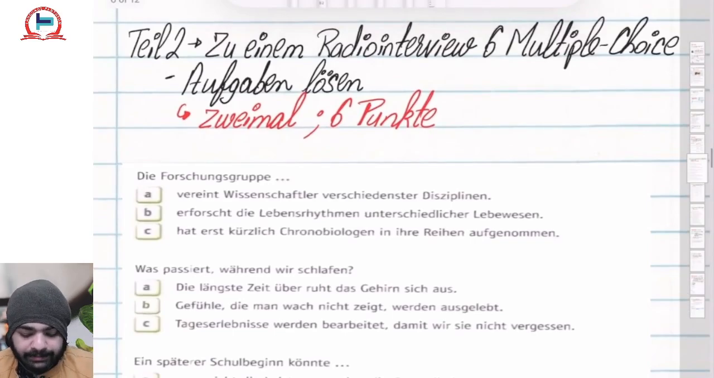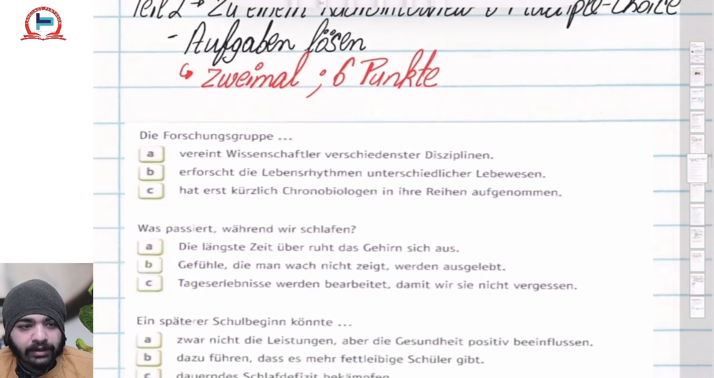Dann Teil 2. In Teil 2, you have a radio interview und dazu 6 Multiple-Choice-Aufgaben. This part is played zweimal, also twice, and you can score a maximum of 6 points here. Okay. It's pretty straightforward. You hear an audio and you have 6 questions to that. Again, the most common mistake is focusing too much on the options and forgetting to connect it to what's given above. Okay.